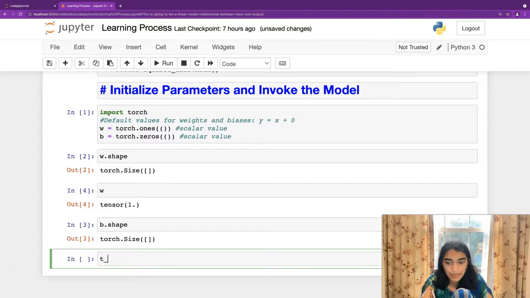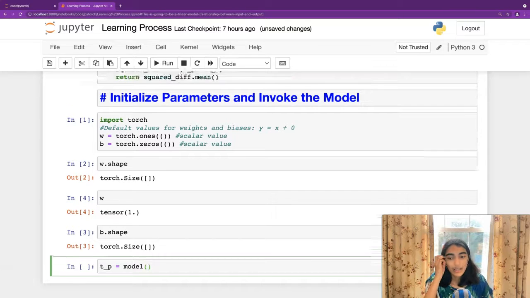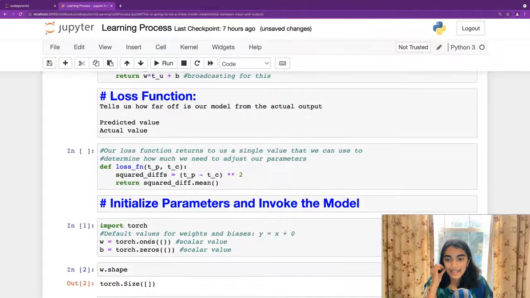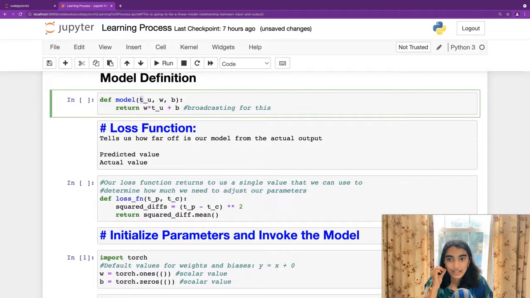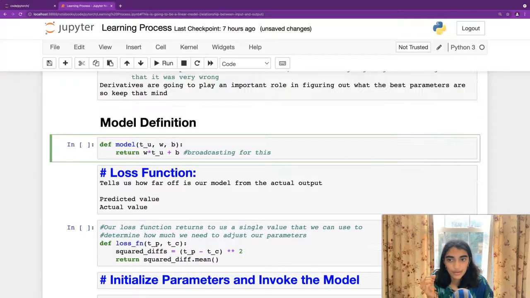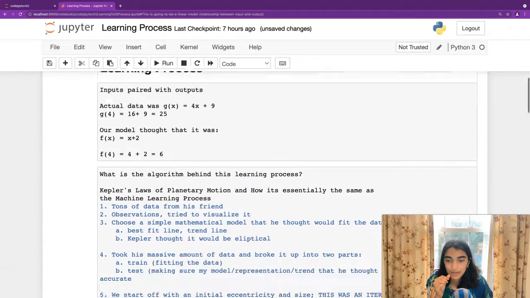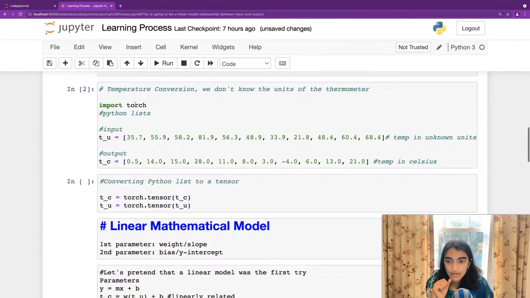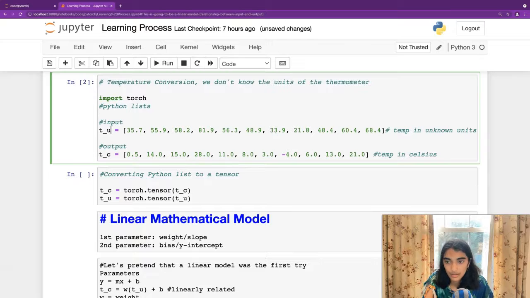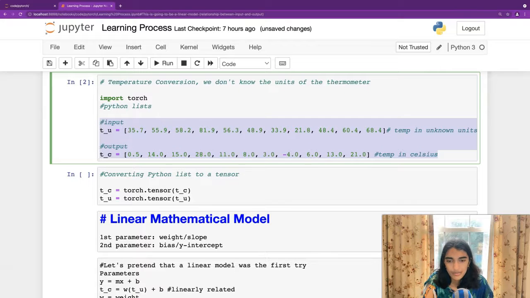Okay, so we have TP. These are our predictions, okay? Our predictions come from the output of our model. And what do we pass into our model when we call it? I know it might look like we're literally copy pasting this here, but we already defined TU. I'm not going to copy it because then our Jupyter Notebook's going to be double the length and we don't need that. We already have it.